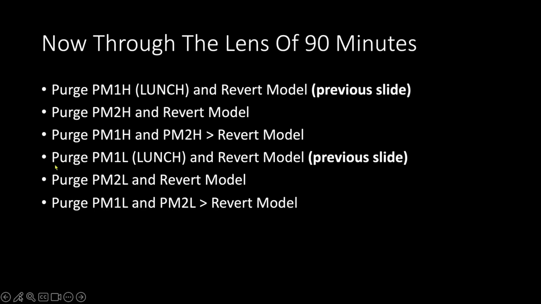The fourth bullet is a purge of the first PM cycle's low and revert model. This was again a previous slide. And then we have the purge of the second PM cycle's low and revert model. And finally, the purge of both the first and second PM session's low revert model.